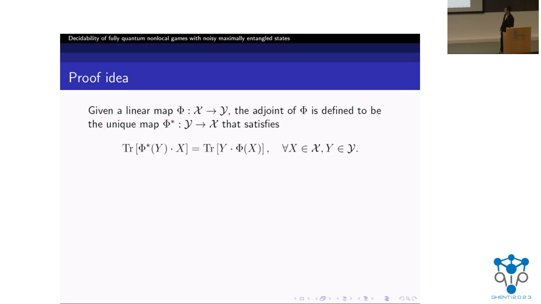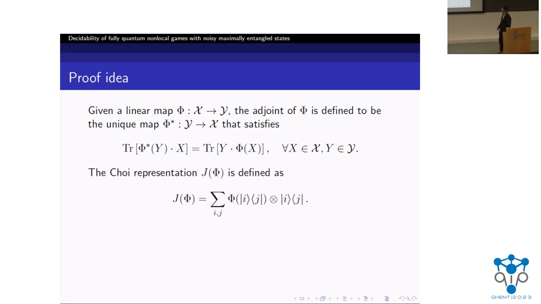Here is our proof idea. First, let me introduce some definitions. Given a linear map phi from the space X to the space Y, the adjoint of phi is defined to be the unique map phi star from Y to X that satisfies this equation. And the Choi representation J phi is defined as this equation.